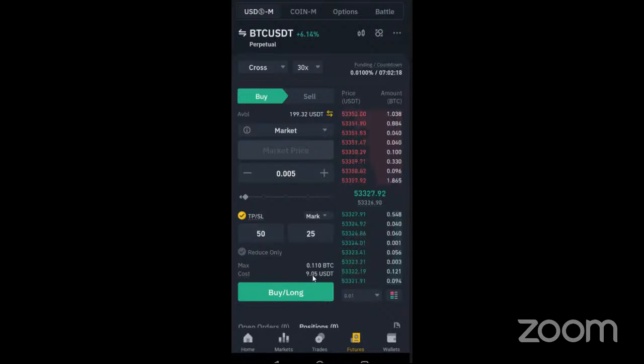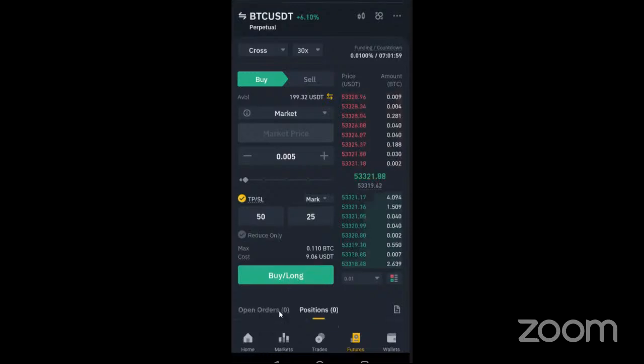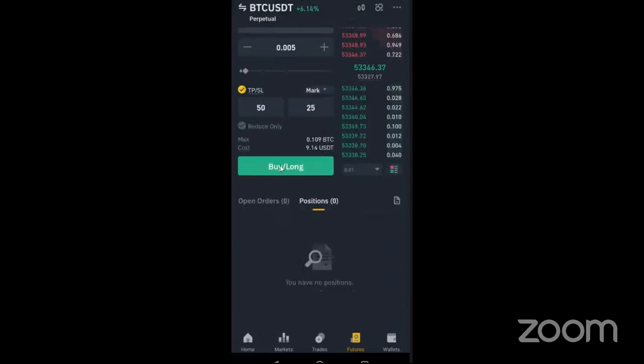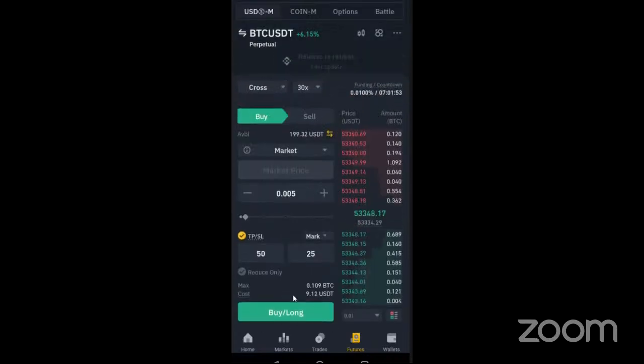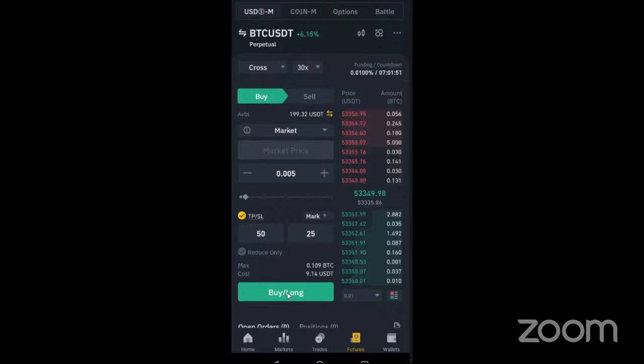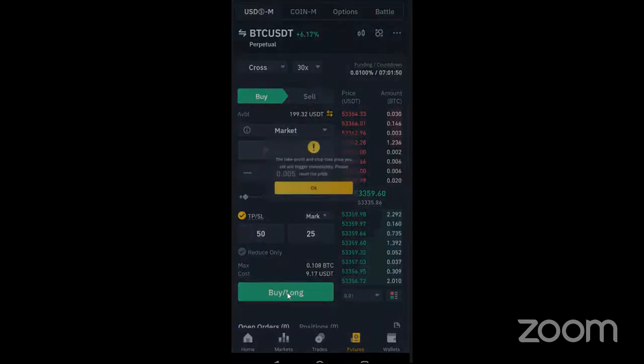So it's going to cost us about 9 USDT, and then the maximum I can trade, because it's BTC, is 0.110 Bitcoin. So based on that right now, I've not done any other thing. I've not done any other stop loss or target. So I'm just going to go long. I just want you to see what happened by the time I click on buy long, and you see that the position will be open down right there. So let's just go long, and then once you click on buy long, this is what happened.